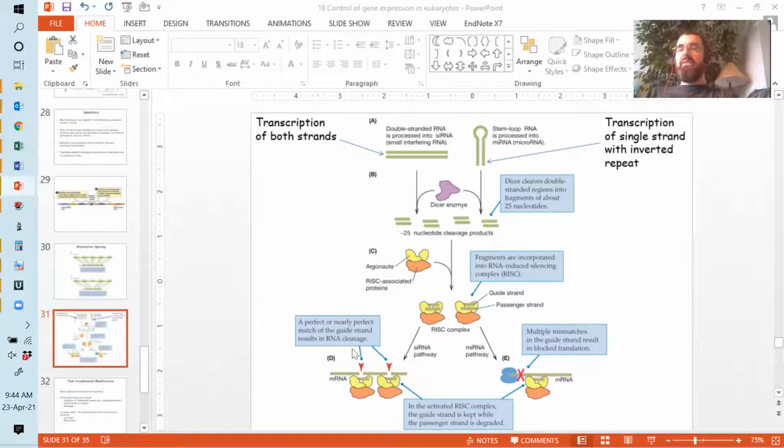So essentially what the RISC complex does in this case, when there's a very good match, is promote the degradation, the breakdown, or the destruction of that mRNA by cutting it, so that there are now substrates or targets for RNases that exist in the cell. And so that mRNA is now degraded. It's no longer present. It's no longer available for translation. That gene, effectively, that the transcript is from, is shut down.